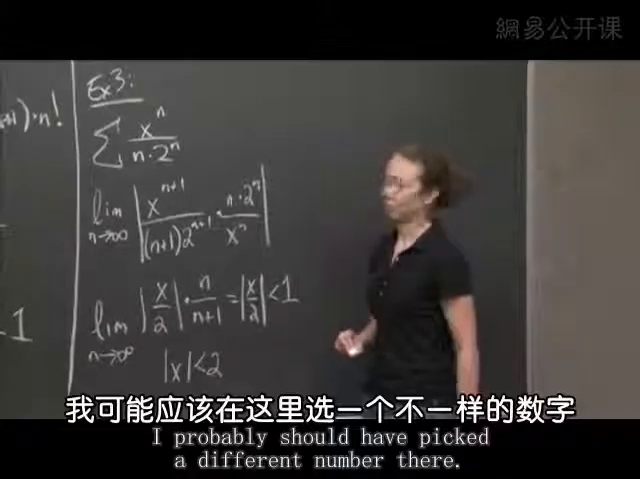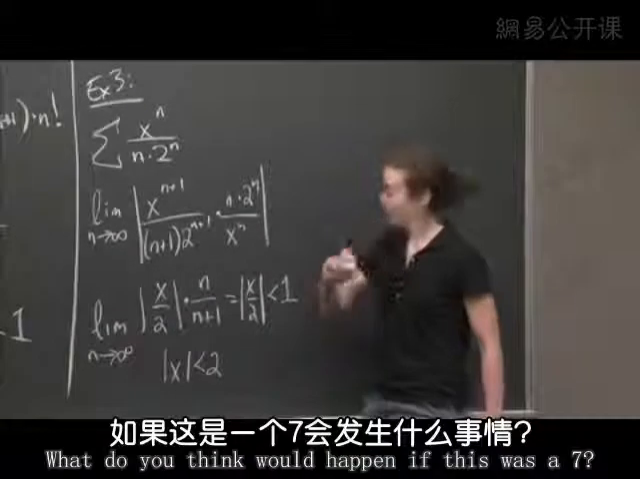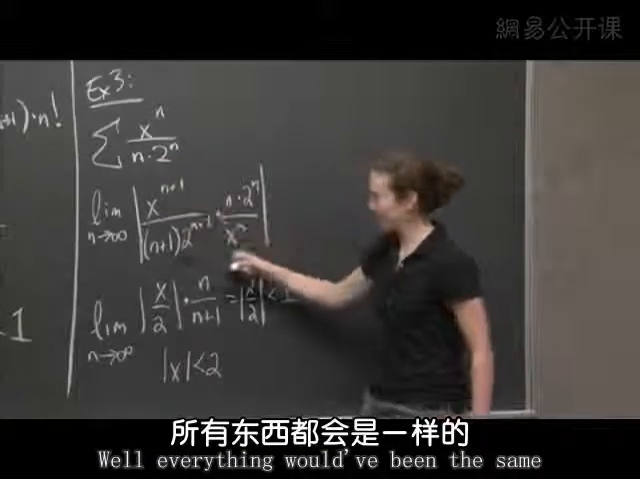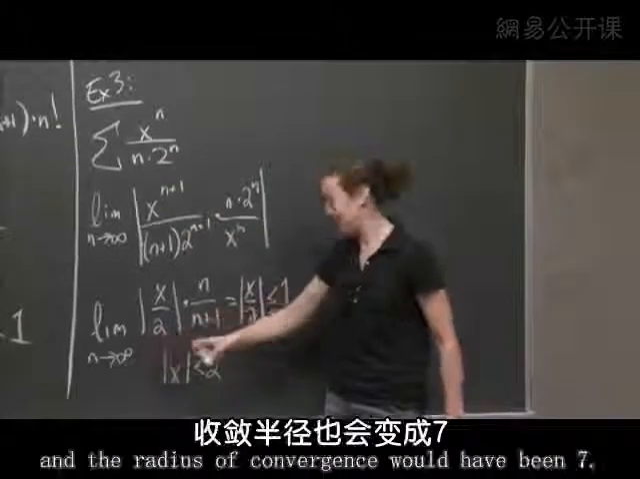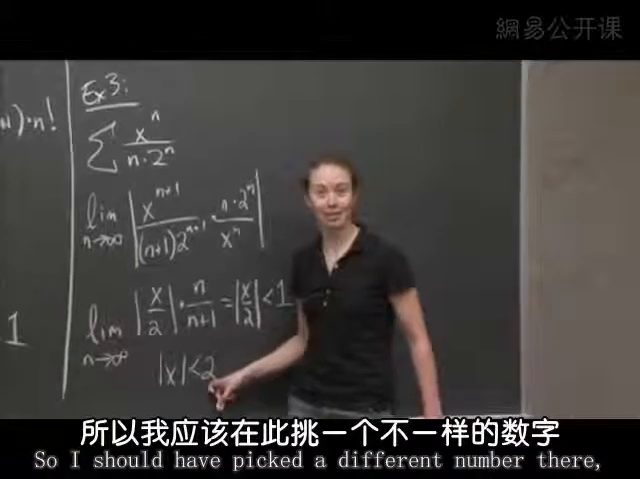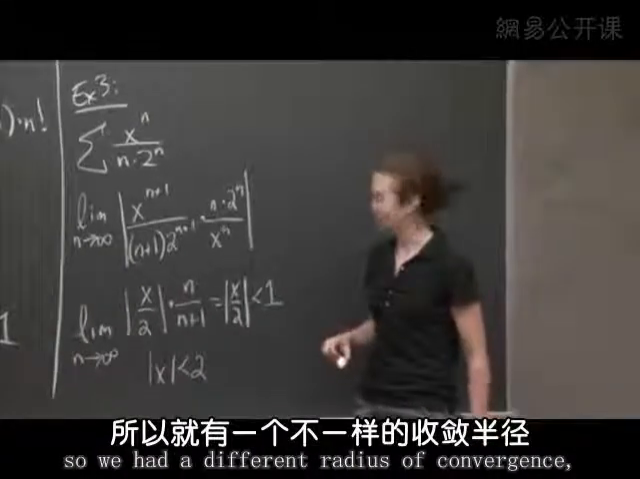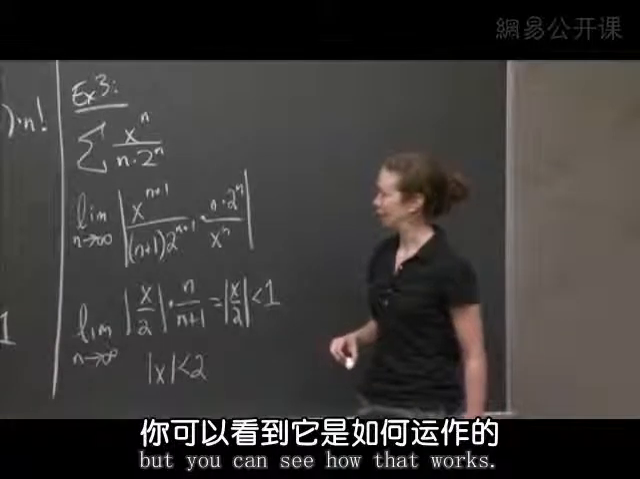All right, I probably should have picked a different number there. What do you think would happen if this was a 7? Well, everything would have been the same except this would have been a 7, and the radius of convergence would have been 7. So I should have picked a different number there, so we had a different radius of convergence. But you can see how that works.